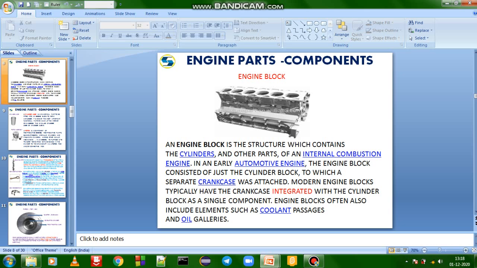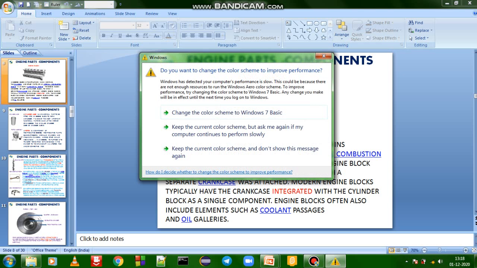An engine block is the structure which contains the cylinders and other parts of an internal combustion engine. In an early automotive engine, the engine block consisted of just the cylinder block to which a separate crankcase was attached. Modern engine blocks typically have the crankcase integrated with the cylinder block as a single component. Engine blocks often also include elements such as coolant passages and oil galleries.